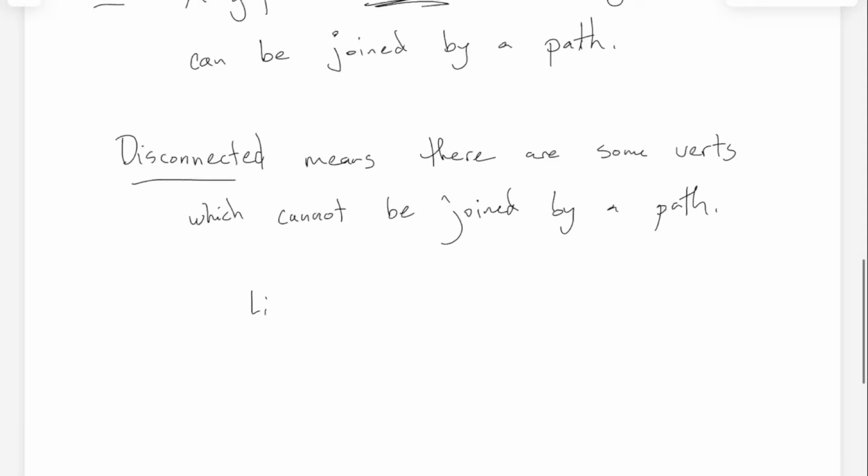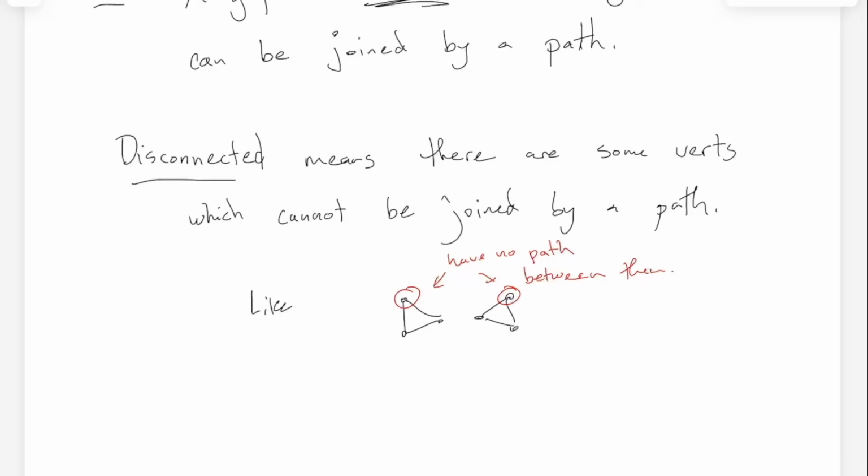Right? And the picture of that would be something like what I said before. Something like this. In this case, for instance, like that guy and that guy, these two have no path between them. And that's how you know this is disconnected. Right? Those two vertices in this graph, there is no path which can lead you from one to the other. And that's why that graph is disconnected.